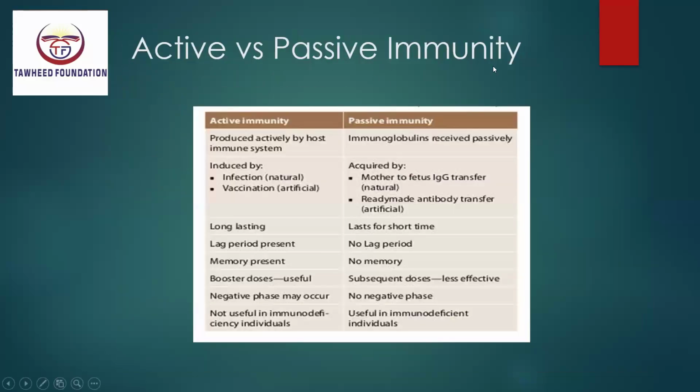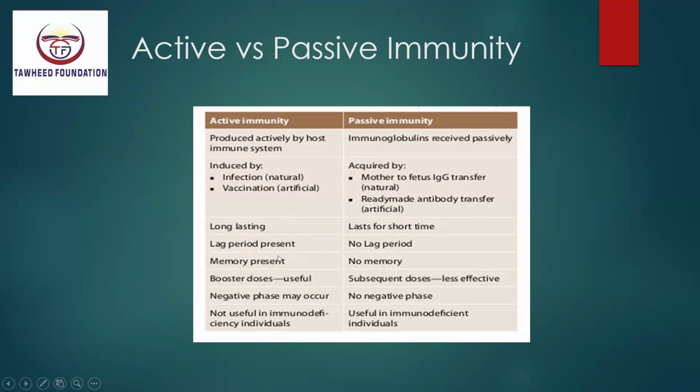These are the active versus passive immunity differences. Active immunity is produced actively by the host immune system. Passive immunity is immunoglobulins received passively. Active immunity is induced by infection, which is natural, or vaccination, which is artificial. Passive immunity is acquired from mother to fetus by IgG transfer, which is natural, or by ready-made antibody transfer, which is artificial. Active immunity is long lasting. Passive immunity lasts for a short period of time.